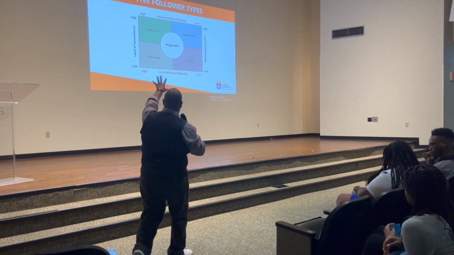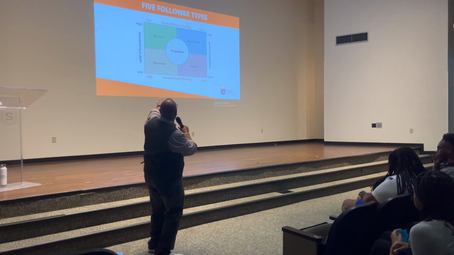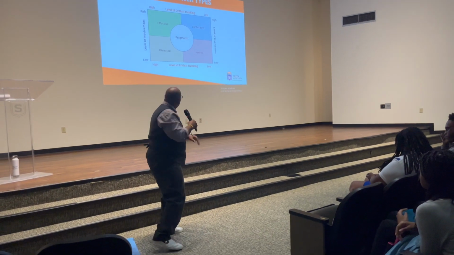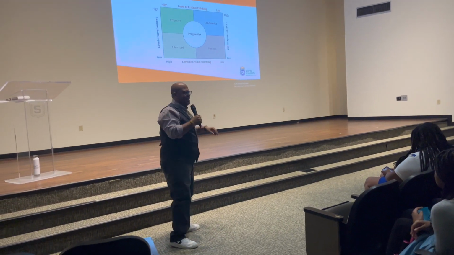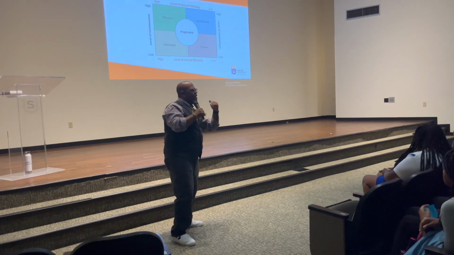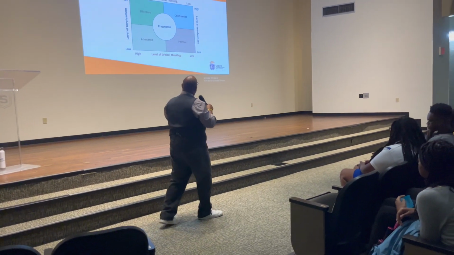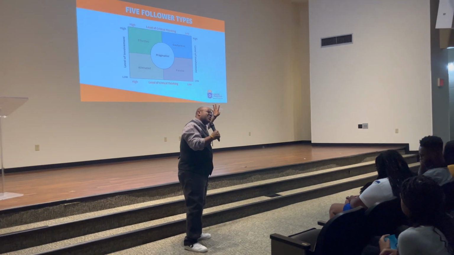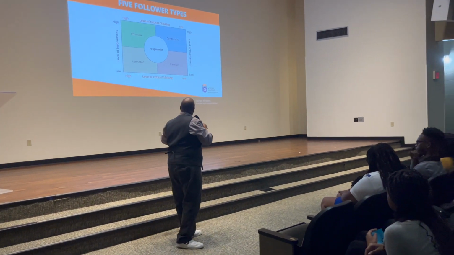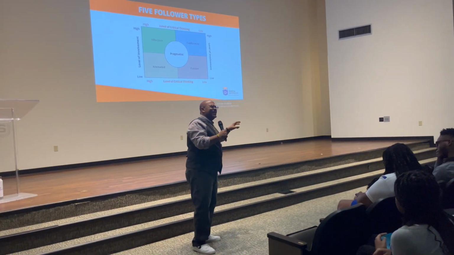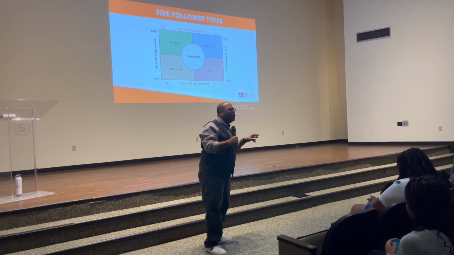One type of follower: effective. He looked at the level of involvement and the level of critical thinking. Effective followers, they got that. They are highly engaged and they are always thinking. And then there's the conformist. Low level of critical thinking, but high engagement, always involved. But they're not exactly asking too many questions, right?